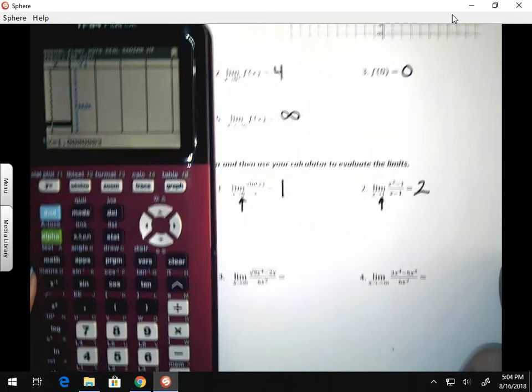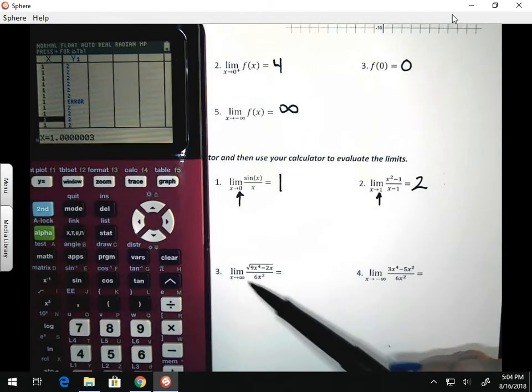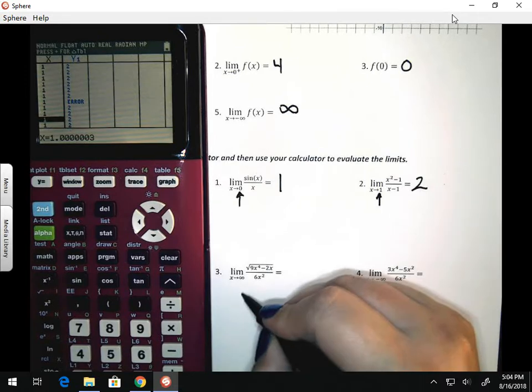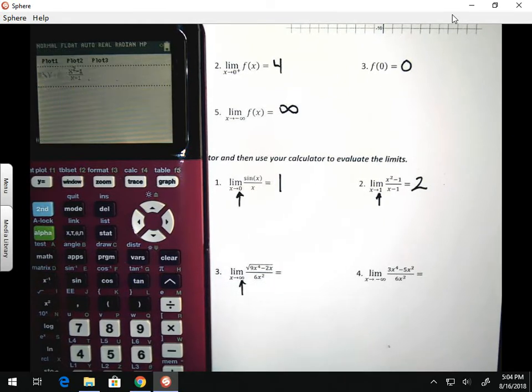All right. Now this is a little different. Take a look at number 3. It's saying the limit as x approaches infinity of this function. So infinity, we can't plug that into the calculator. Okay? But what we can do is we can plug this function into the graph. So let's do that first.